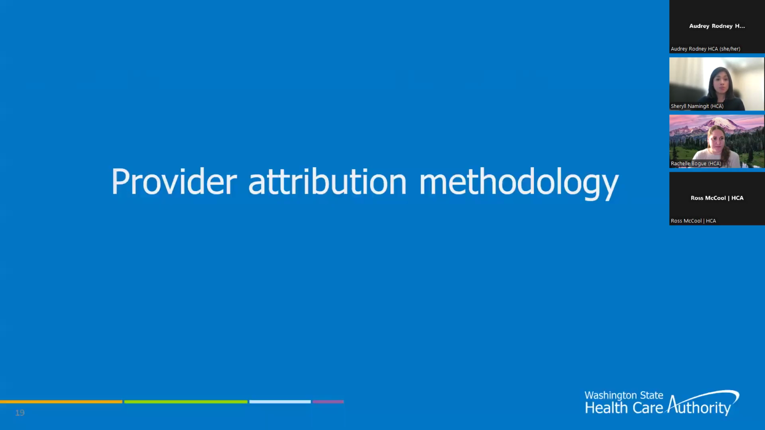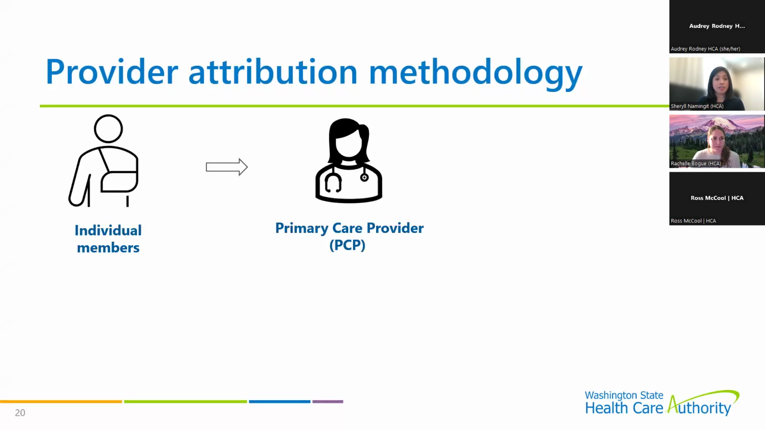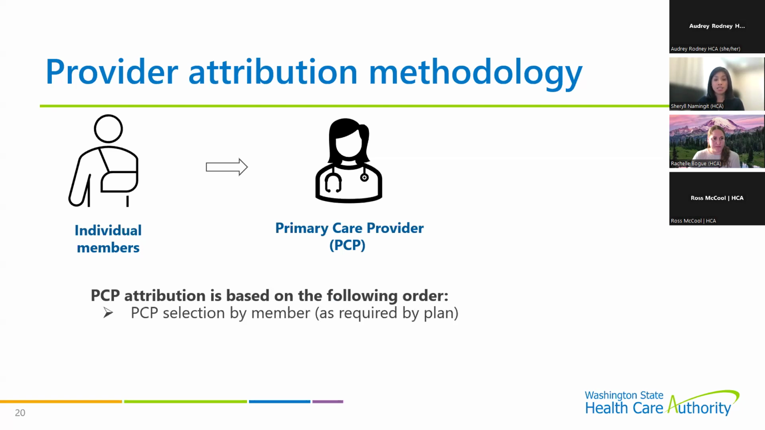So now we will proceed with the provider attribution methodology. How do carriers attribute spending to specific providers? Provider attribution is done by first attributing individual members to a primary care provider, and attributing a member to a PCP is based on, number 1, member selection. This means that members who were required to select a PCP by plan design should be assigned to that PCP. Members not required by plan to select a PCP and who are attributed to a PCP during the performance period pursuant to a contract between the carrier and the provider should be attributed to that particular PCP.